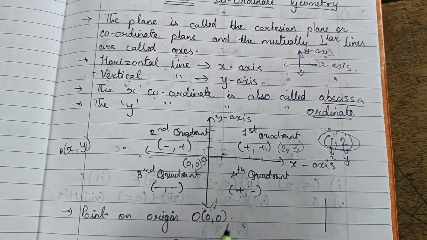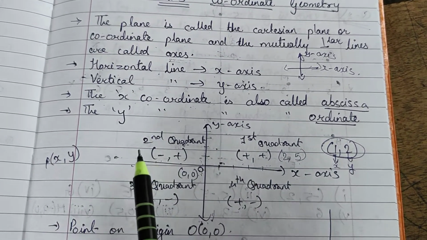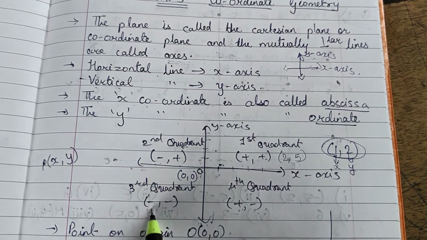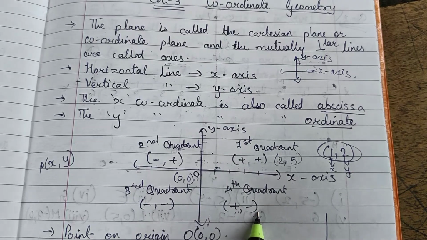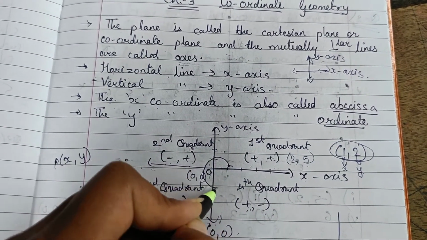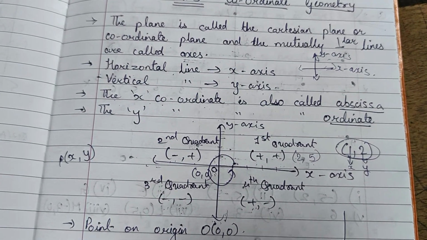This is the whole concepts which are there in your chapter. The main thing is the quadrants. You must remember this: positive comma positive, negative comma positive, negative comma negative, and positive comma negative. We will start our quadrant from first, that means from here, and end it at the fourth quadrant, that means over here. This way you have to do.